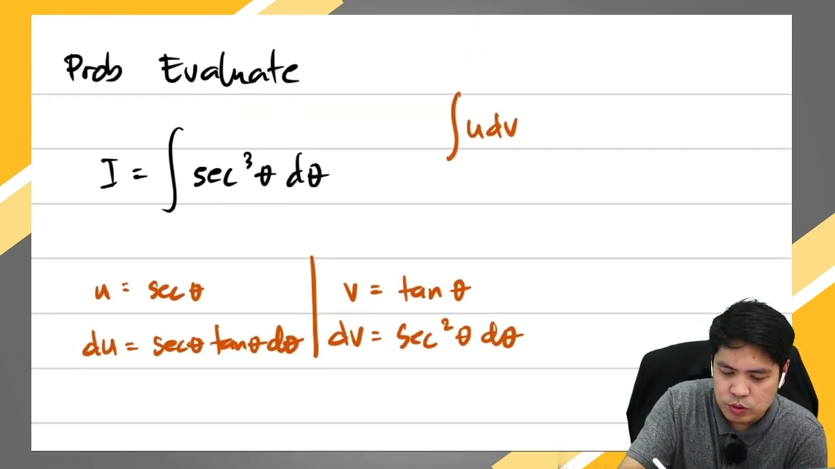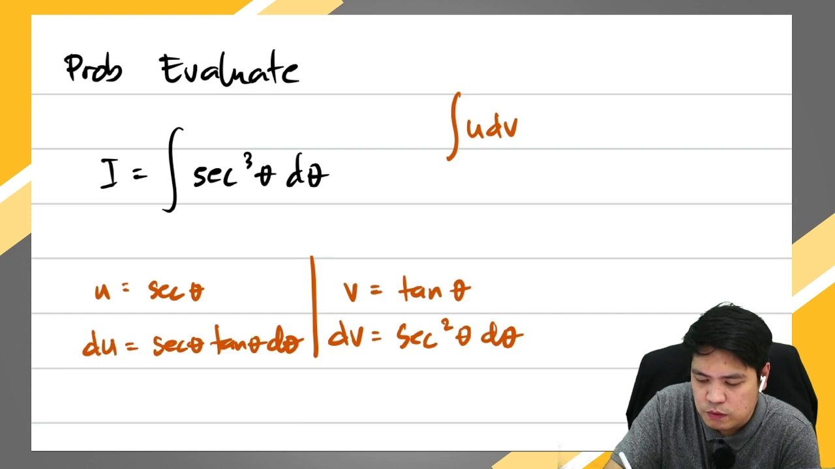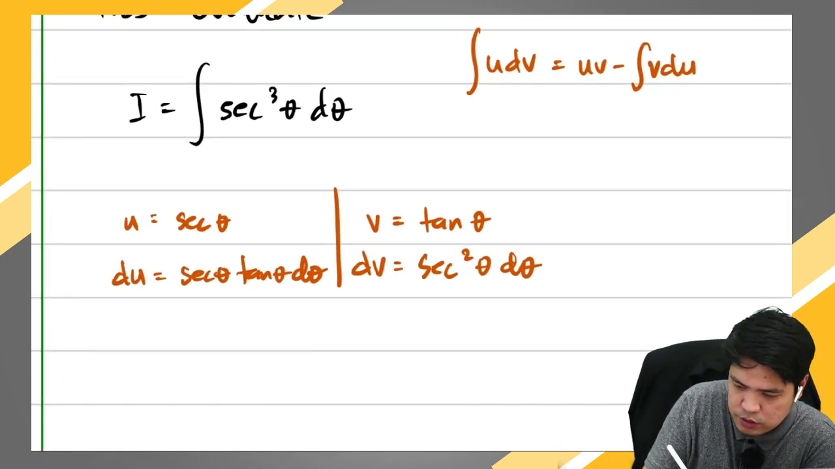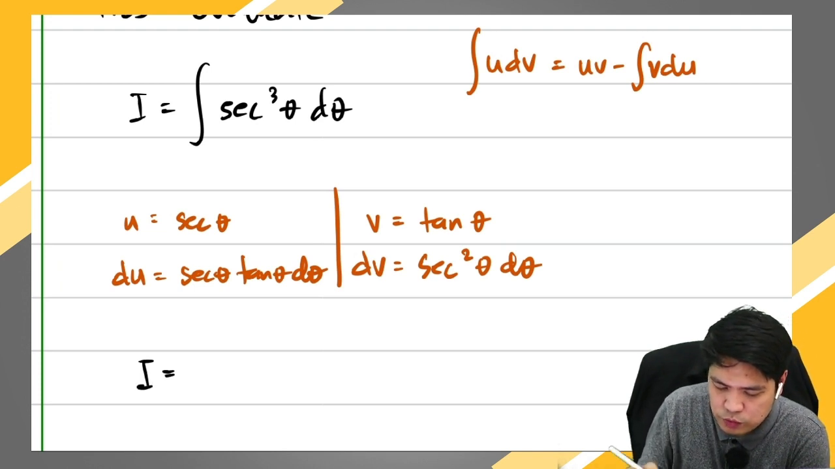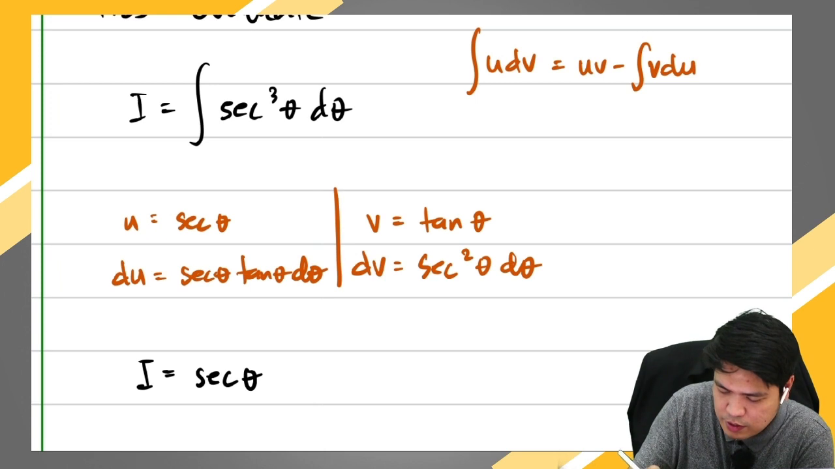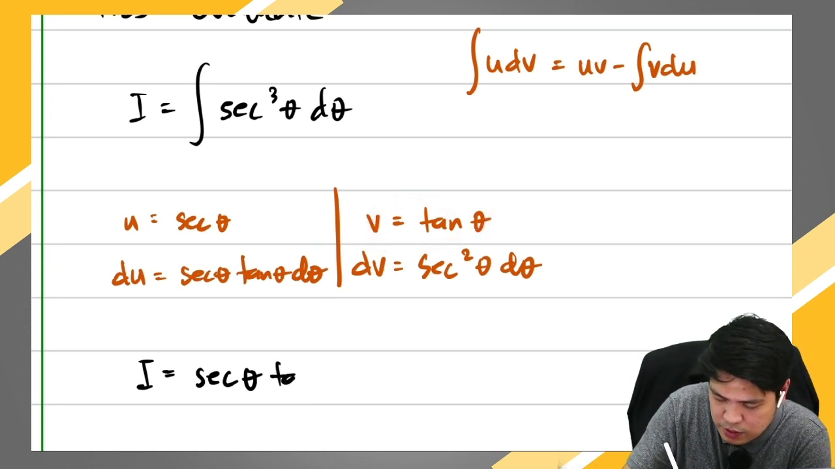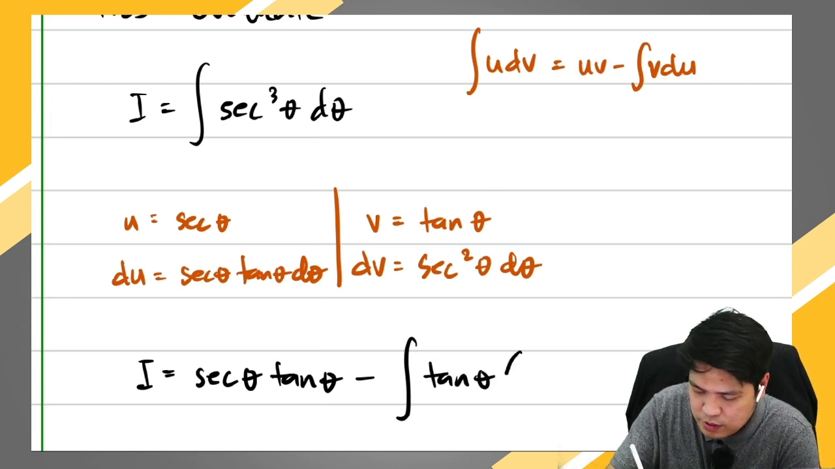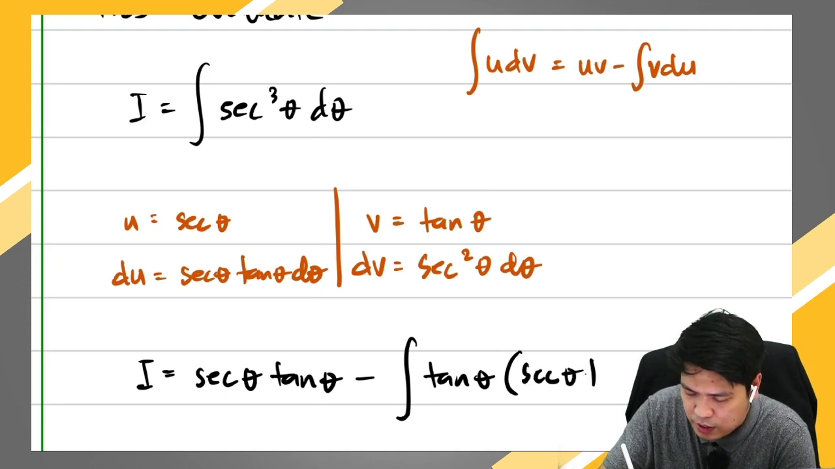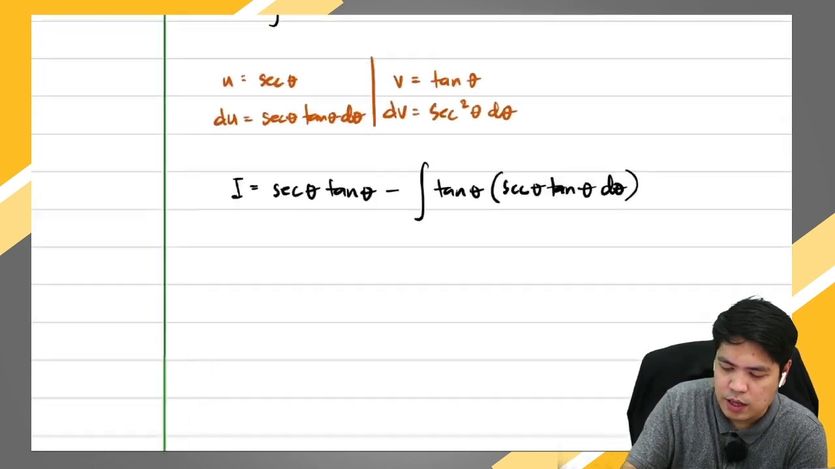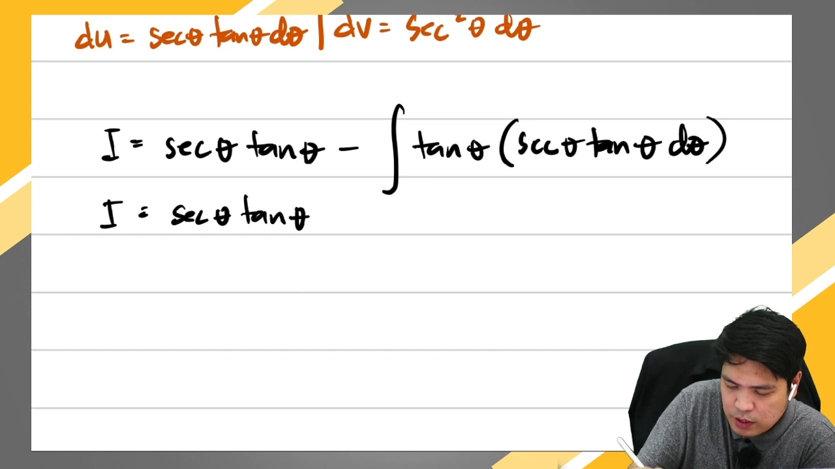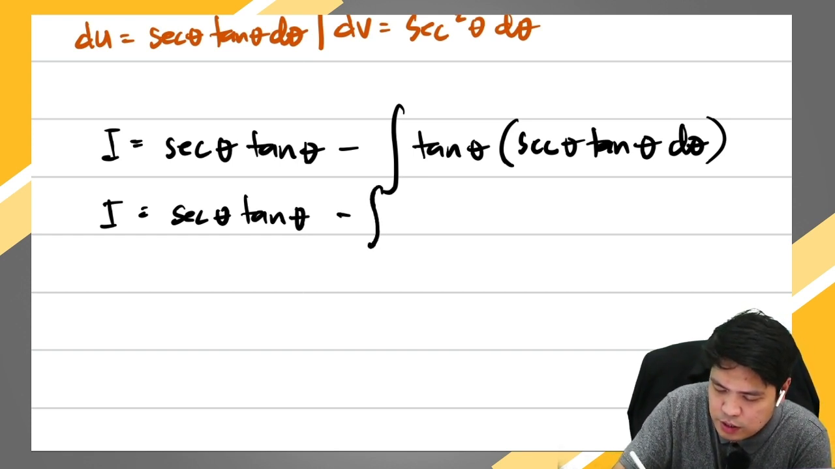Okay, now to complete the formula, we have the integral of u dv equals uv minus the integral of v du. So therefore we have I equal to uv, so u is secant theta and v is tangent theta, minus the integral of v, which is tangent theta, times du, which is secant theta tangent theta d theta. Then if we simplify, we'll have I equal to secant theta tangent theta minus the integral of tangent squared theta secant theta d theta.